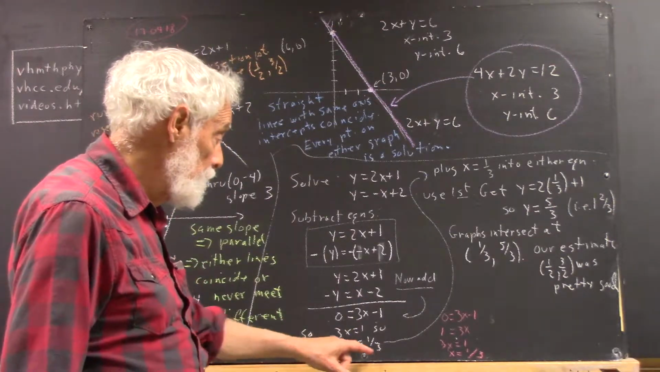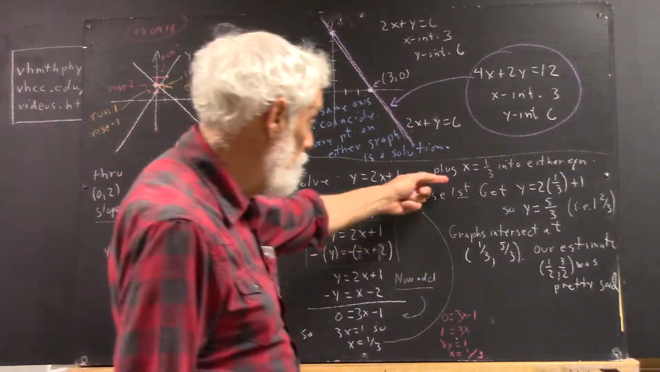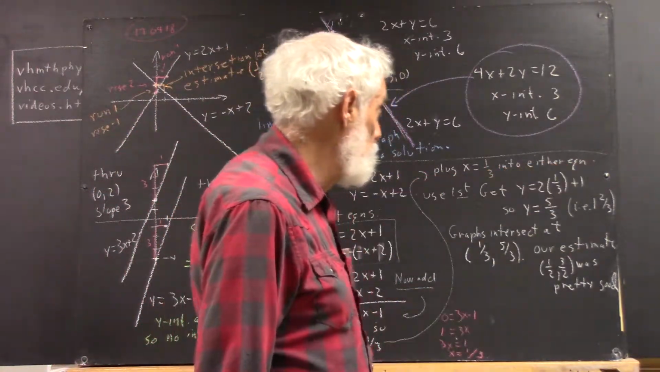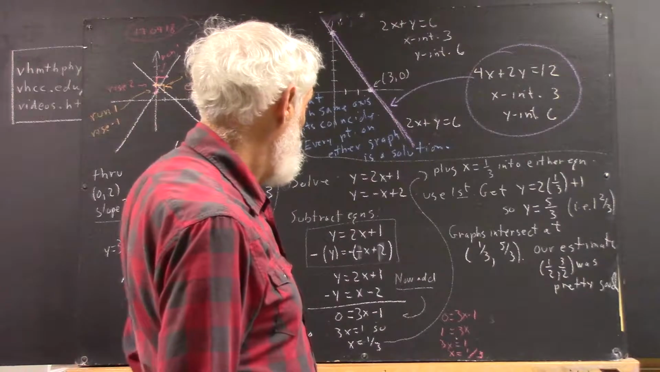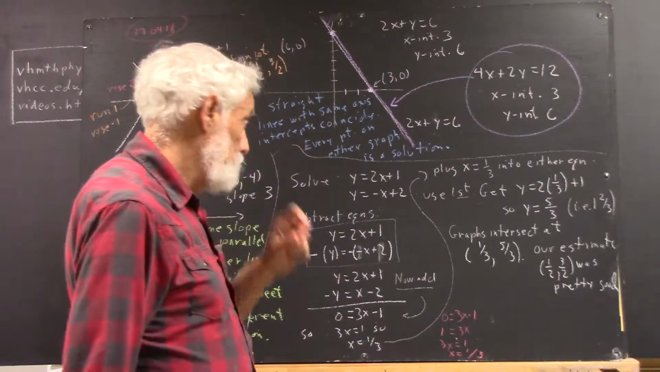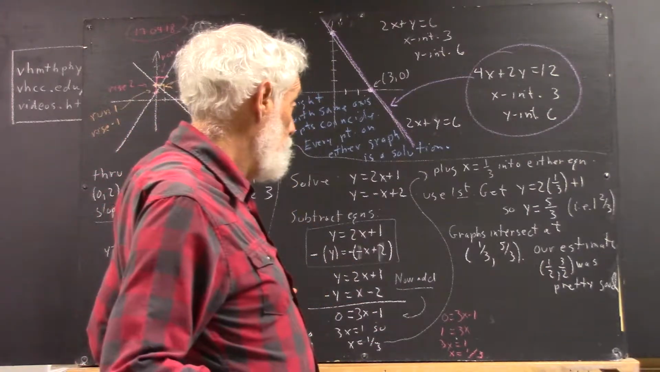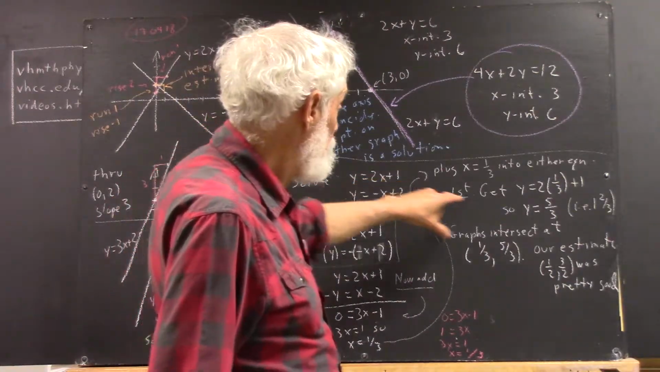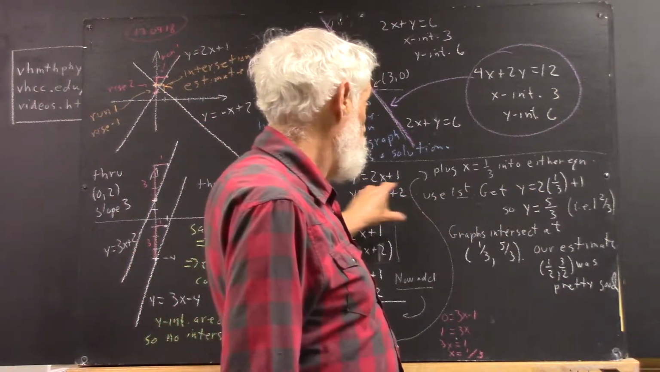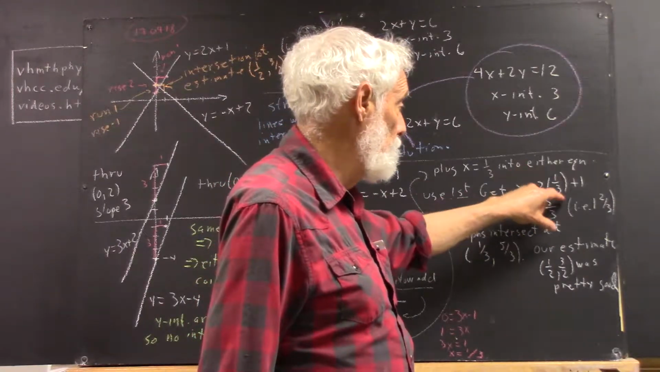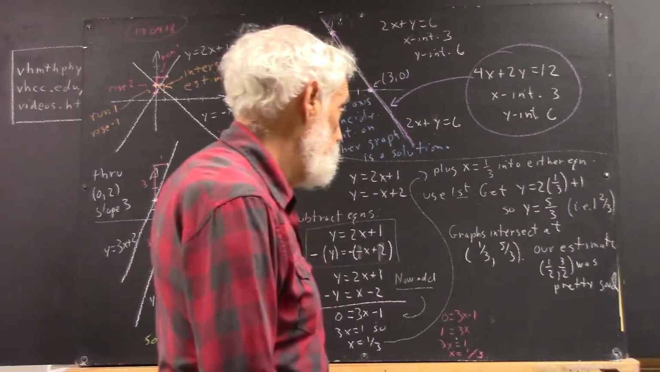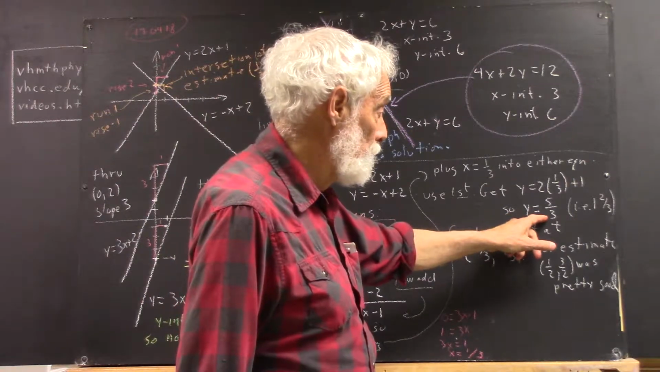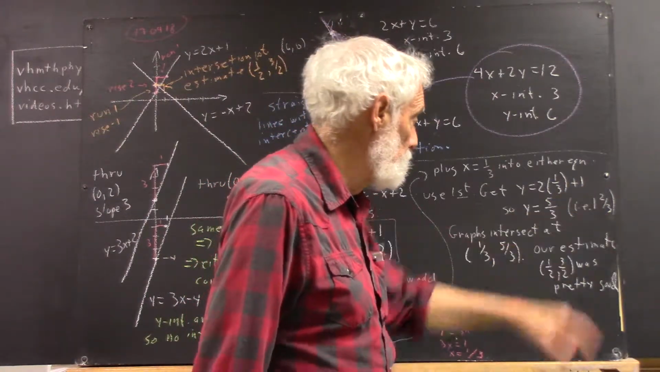In any case, now we've got x equals 1/3, so we can plug that into either equation. And when we do, the x's are going to go out of the equation. We got y equals 2x plus 1. We plug in 1/3 for x, we get y equals 2 times 1/3 plus 1. And that's y equals 5/3, which is 1 2/3.